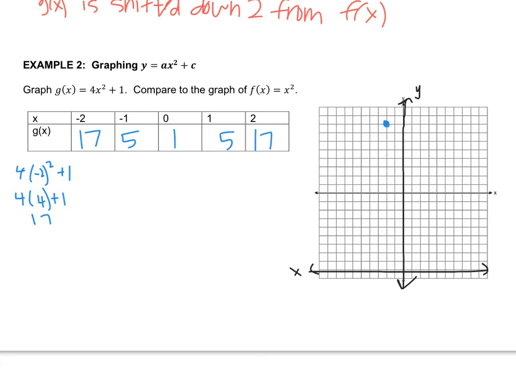I've got negative 2, 17, negative 1, 5, 0, 1, 1, 5, and 2, 17. So that is super skinny. That coefficient really makes a difference. Holy cow.